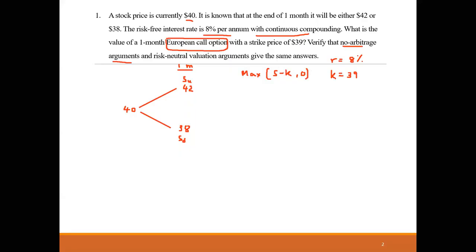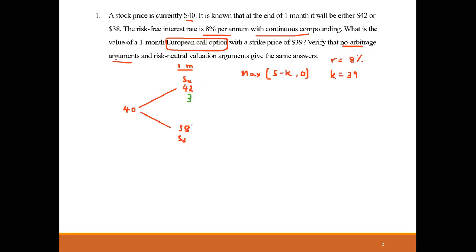So what is the value? Here the stock price is greater than the strike price. The stock price is 42 and the strike price is 39. Will you exercise the option? Yes. Why? If you exercise the option, you can buy at a lower price. So here you can take 42 minus 39, which will give you 3. So here the value of the option is 3.